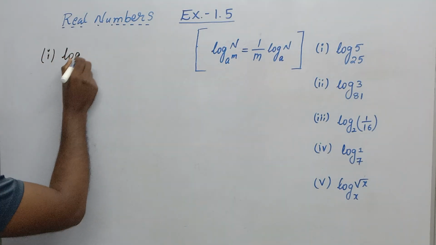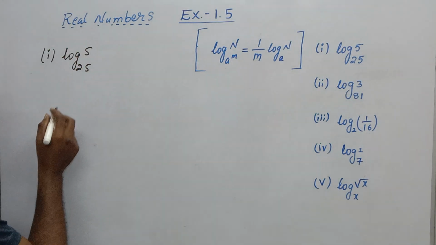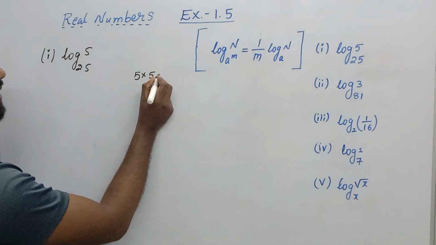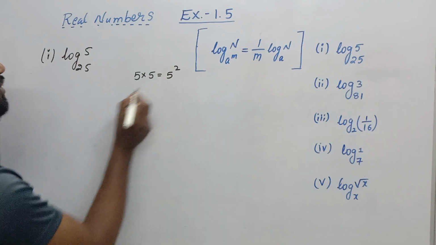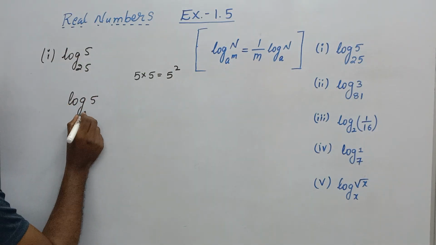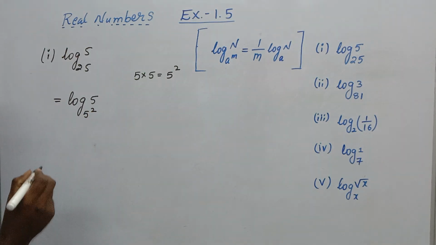log 5 base 25. Now can I write base 25 as 5 square? Why? Because 5 into 5 is 25. Yes or no? Right. So now I am writing here log 5 base 5 power 2. Base 5 power 2 is nothing but 5 square.